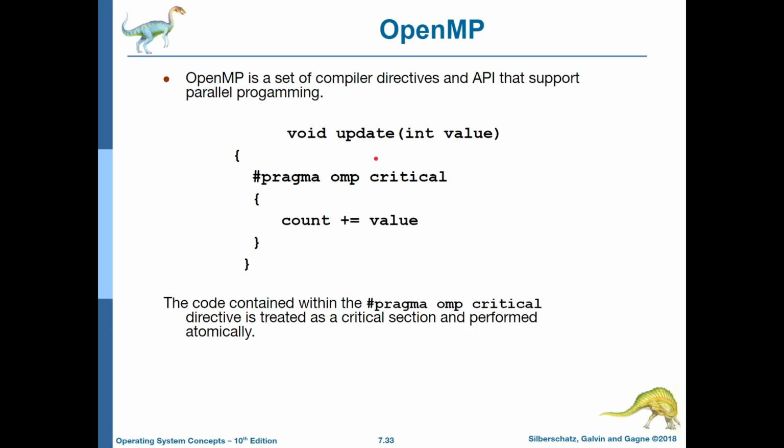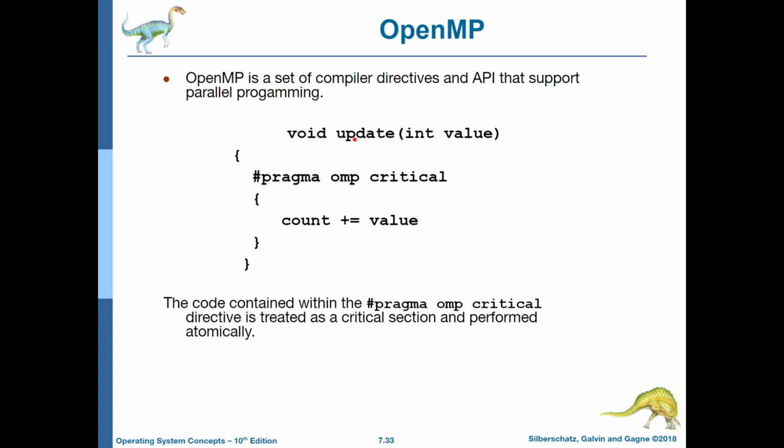There is a library called OpenMP, for multiprocessing. OpenMP is a set of compiler directives. These directives exist for C as well as for Fortran. And this API supports parallel programming directly in the language.